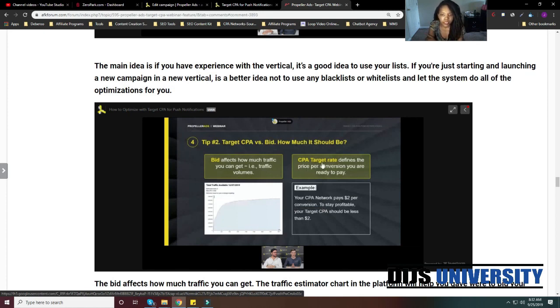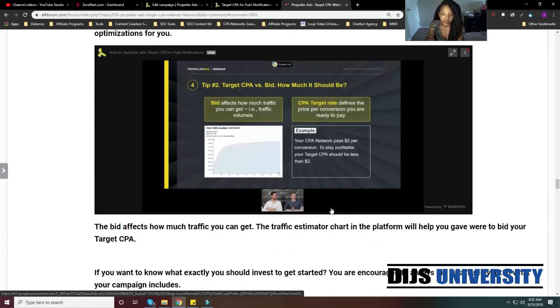So the CPA target rate defines the price per conversion that you're ready to pay. All right, so whenever you go and set up that target rate, let's say your CPA network pays you $2 per conversion. To stay profitable, your target CPA should be less than $2. That makes sense.